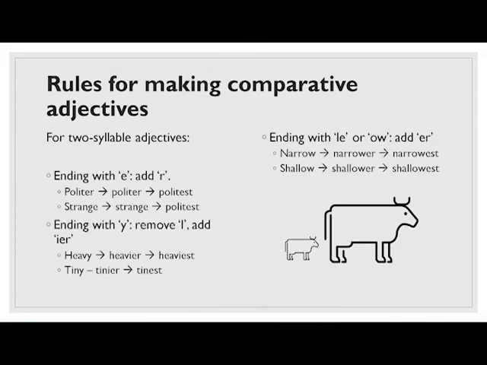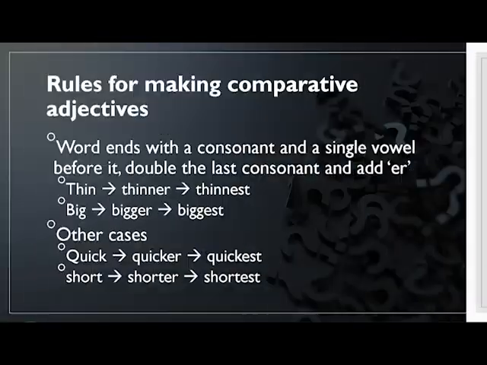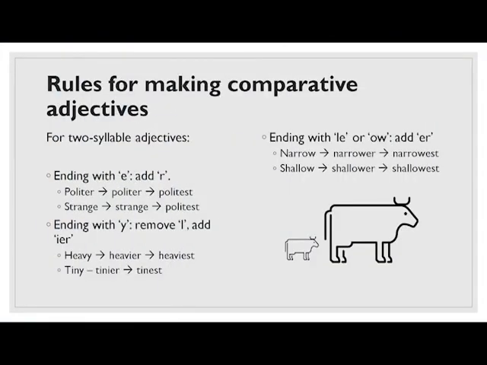So what about two-syllable words? So far we talked about one-syllable words in these slides, but if the adjective that you're using has two syllables, and the word is ending with E, we still add R at the end. For example, polite. Polite is another word with two syllables, so the comparative form of it would become politer, and the superlative form of it would become politest.